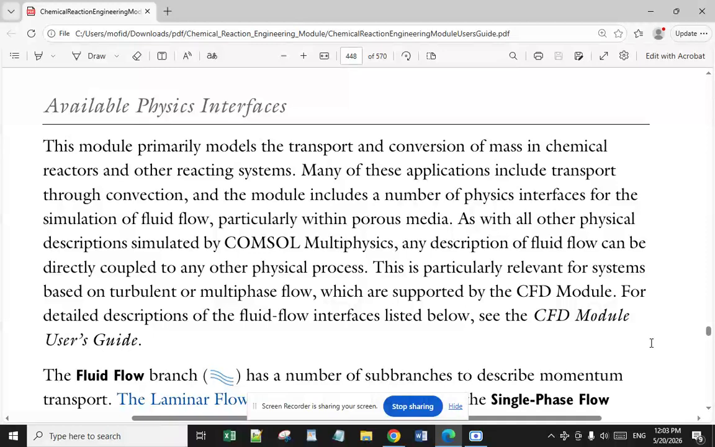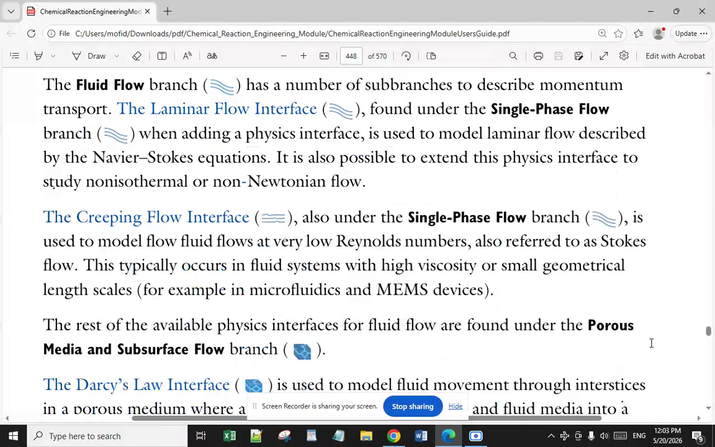This is particularly relevant for systems based on turbulent or multiphase flow, which are supported by the CFD module. For detailed descriptions of the fluid flow interfaces listed below, see the CFD Module User's Guide. The fluid flow branch has a number of sub-branches to describe momentum transport. The Laminar Flow interface, found under the Single-Phase Flow branch when adding a physics interface, is used to model laminar flow described by the Navier-Stokes equations. It is also possible to extend this physics interface to study non-isothermal or non-Newtonian flow.